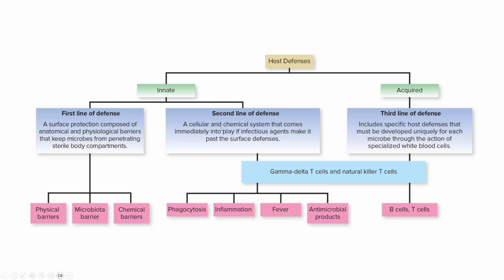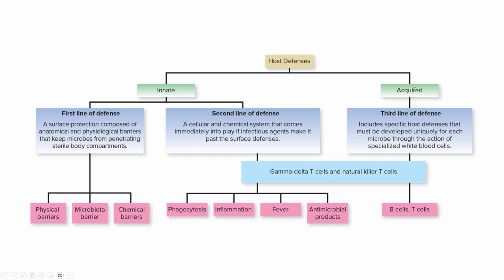Second line, a key part of the actual immune system. This is where we see cells like phagocytes, processes like inflammation, fever, and a more nuanced discussion called antimicrobial products. That one is probably one of the more difficult to really get through all of it, but we'll touch on a few examples there.